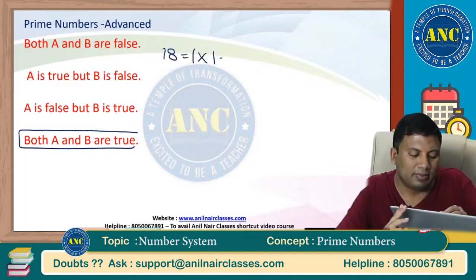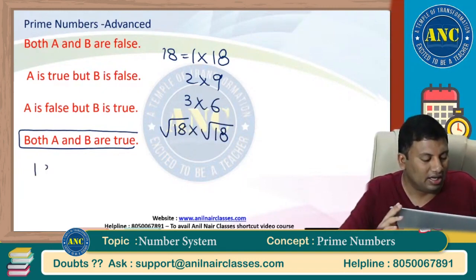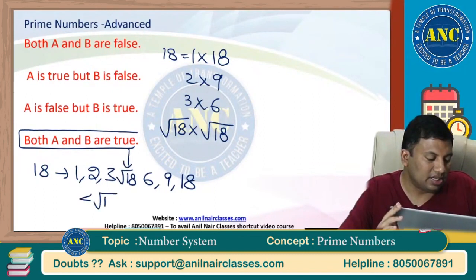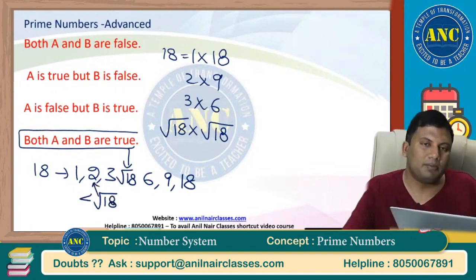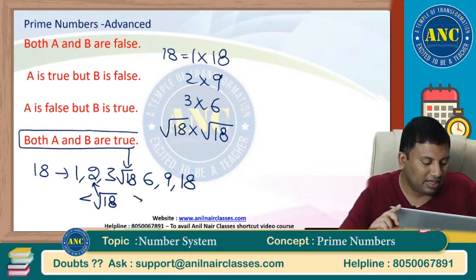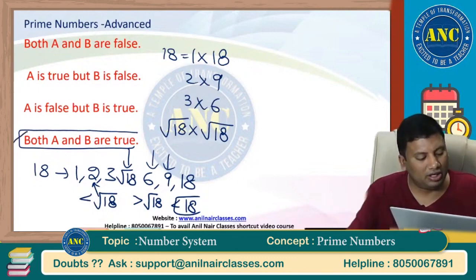Take 18. 18 is nothing but 1 into 18, 2 into 9, 3 into 6, and root 18 into root 18. 18's factors are 1, 2, 3, 6, 9, 18. I will insert root 18. So, for integers less than root n, are there any factors? Yes, root 18 is 3 root 2, about 4.2. What are all the positive integers less than 4.2? 1, 2, 3. Some of these will divide. Greater than root n, which is greater than 4.2 and less than 18, 6 and 9 will divide. So the answer is both A and B are true. I hope the idea is clear.